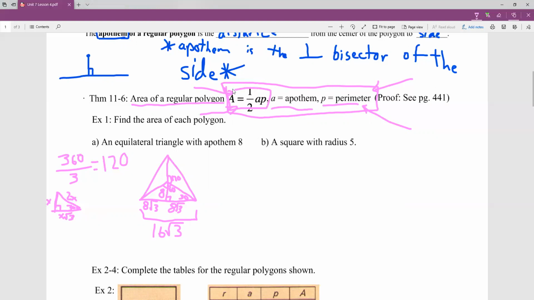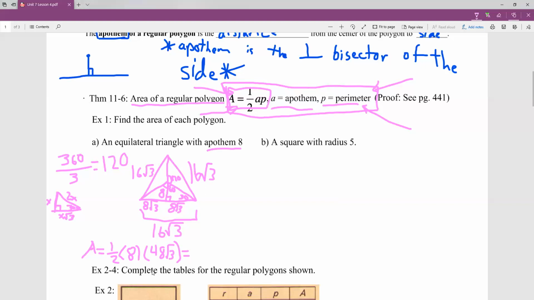So if I'm using this formula, 1/2 apothem times perimeter, it's going to take the things I know. So in this case, I know the apothem has a length of 8 because it says right here. So 8 times the perimeter. In this case, each of my sides is 16 root 3. So I'm going to do 16 root 3 plus 16 root 3 plus 16 root 3. Add all those together. And 16 times 3 is going to give me 48. So I'm going to have 48 root 3.